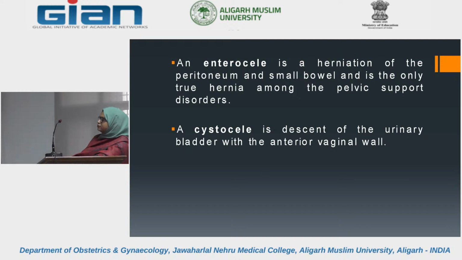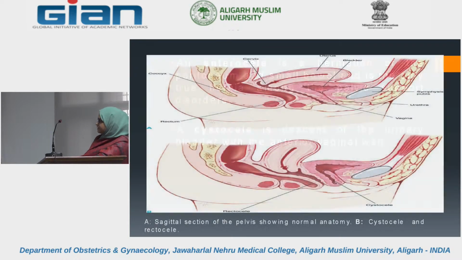These are the pictures showing the normal anatomy. Here is the cystocele and the rectocele. This is the complete prolapse.